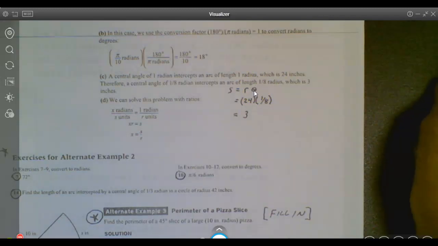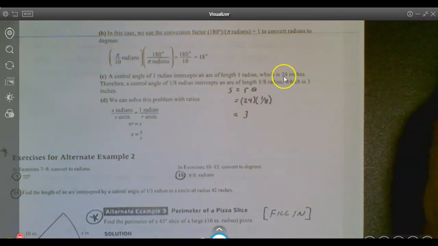So if they ever give you degrees for this, you want to convert it to radians first before applying it into this formula. So this one gave us the radius of 24. That's a simple plug-in. They gave us the central angle, which is the 1/8, and then we just simplify. So that would be the length of our arc.